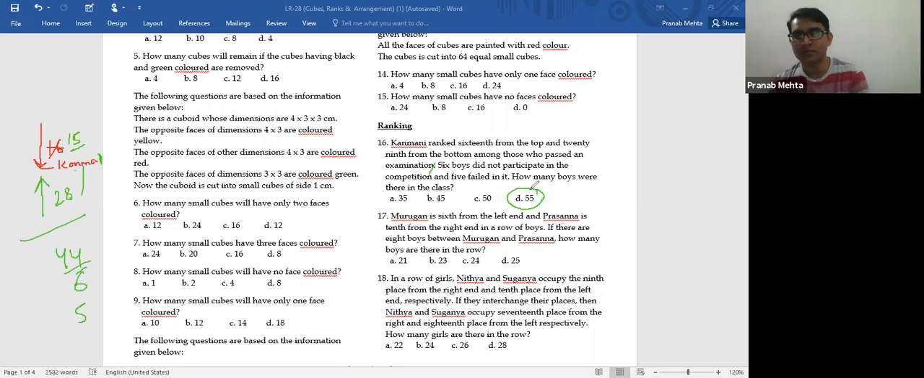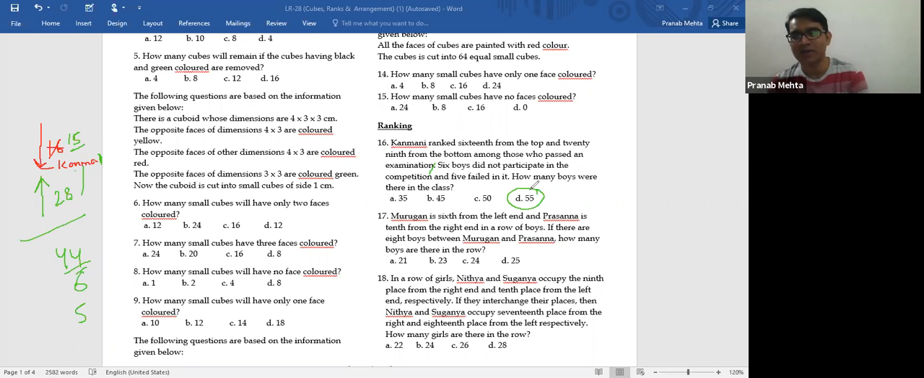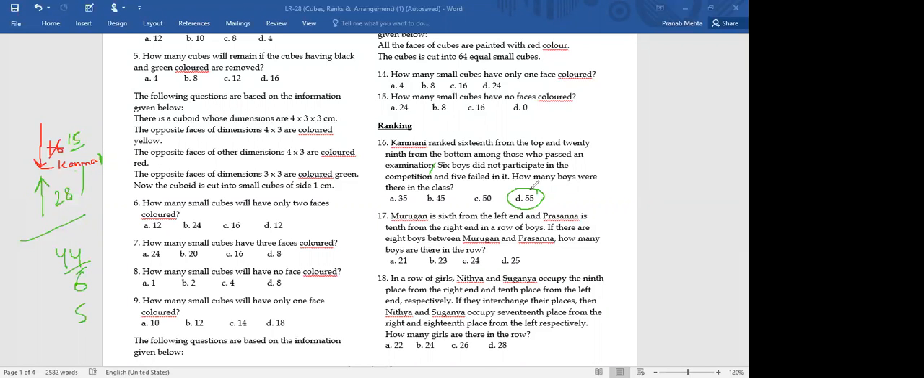Sir, where have they mentioned that there are only boys in the class? No, I am not worried about that. Where have they mentioned that there are only girls? Since the data doesn't have any other details that confuse me, I don't need to worry about it. Yes, the data is very straightforward.